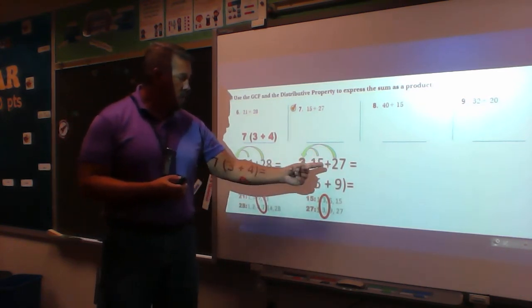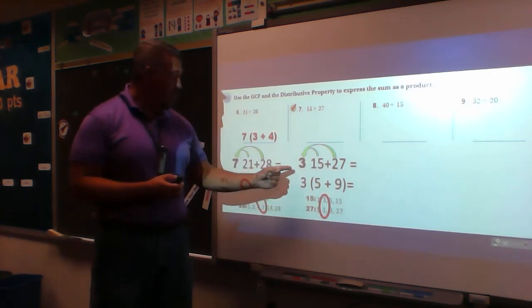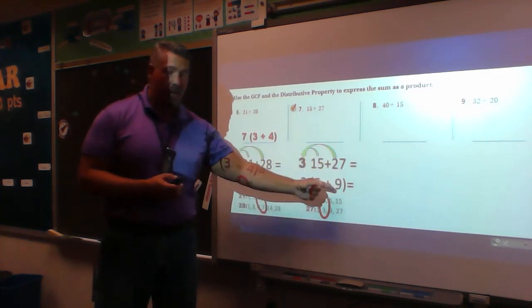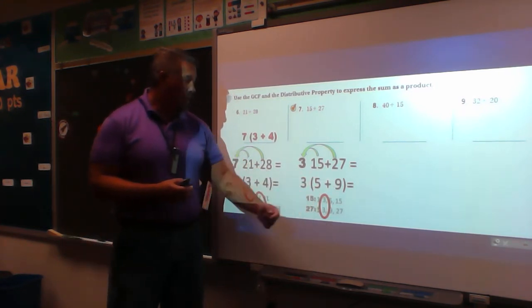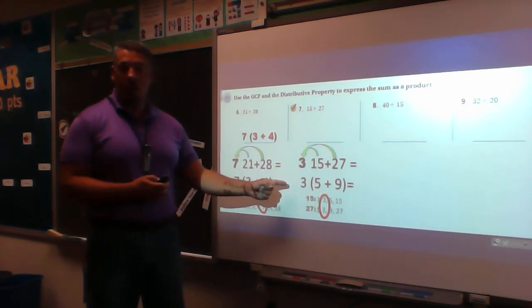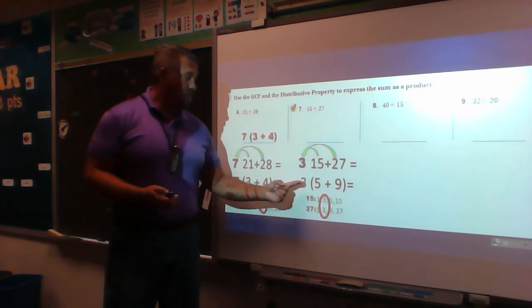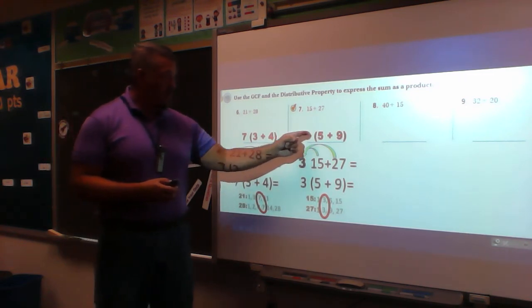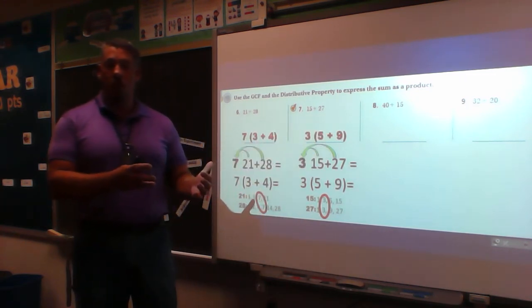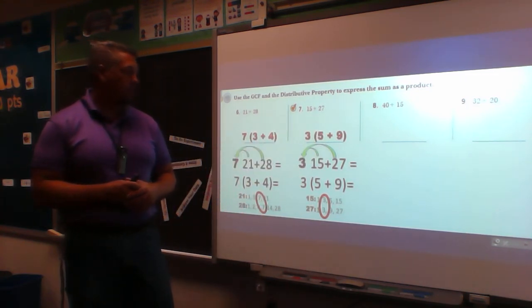And what's left for 27? A 9, because 3 goes into 27 9 times. So I have in my parentheses 5 plus 9, and then I have my multiplication of my greatest common factor of 3. This is a product type question because I know I'm going to have to multiply at the end, so that is my answer according to the distributive property.